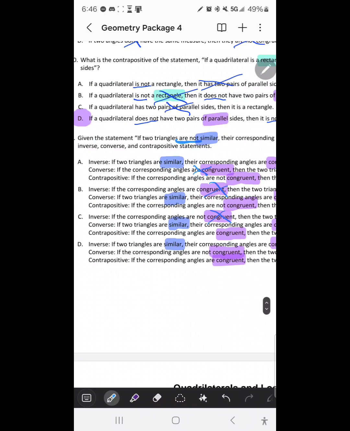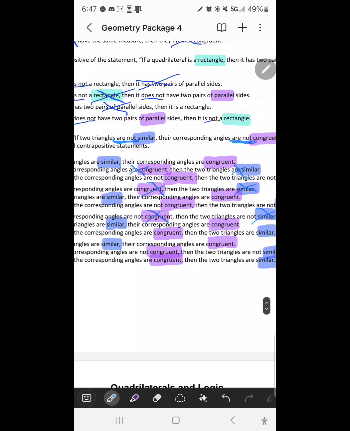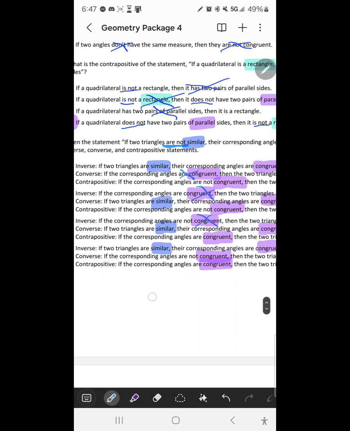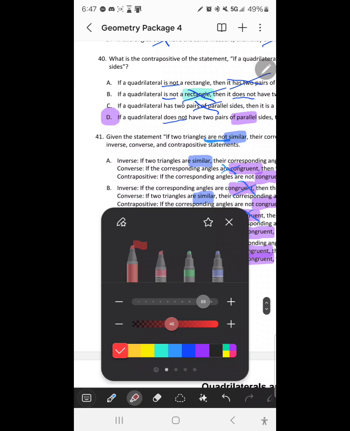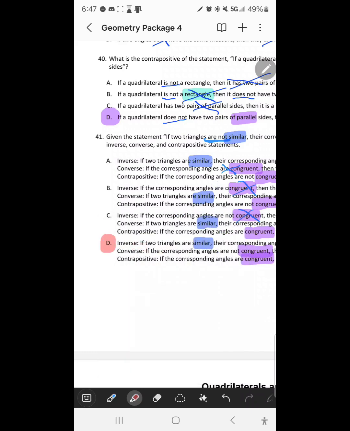Now let's check the contrapositive. We change the position and the meaning, so we take away the not, and we start with congruent. Let's check: if the corresponding angles are congruent, perfect, we took away the not, then the two triangles are similar. Perfect. Yeah, this is what we're looking for. D is our answer.